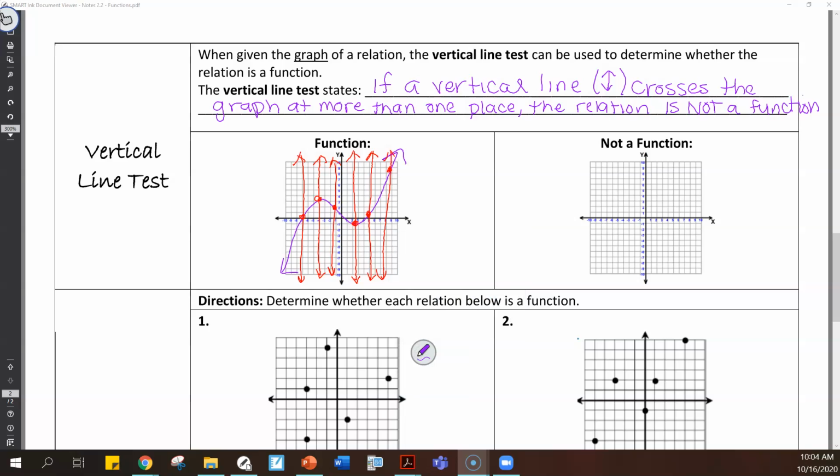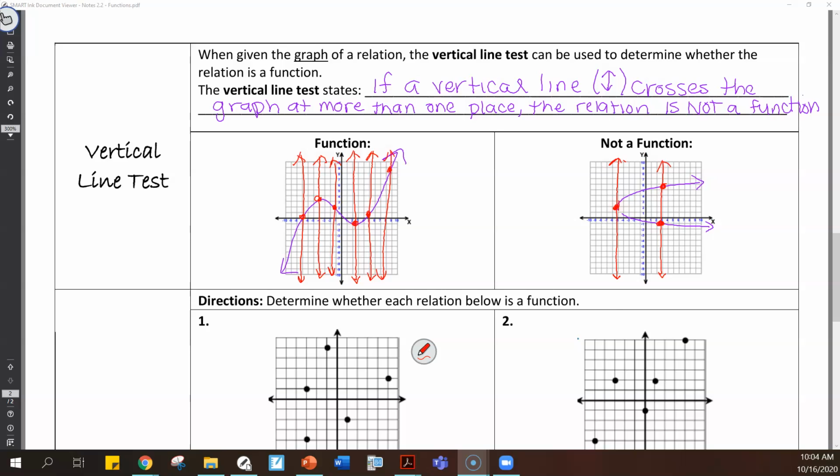Now, if I have something like this, which is a graph that you'll see in your higher level math classes, this one would not be a function. Even though if I draw a vertical line right here, it technically only crosses at one place, if I draw it in any other place, like over here, it's now crossing in two separate places, and that's bad. That makes this not a function.